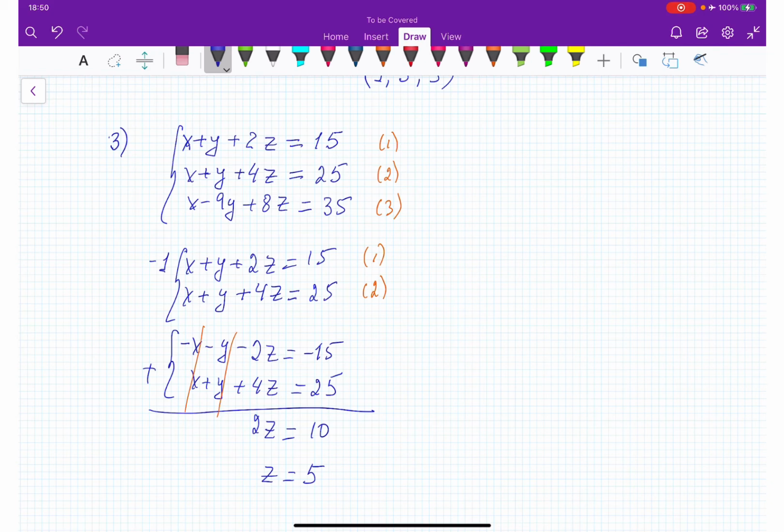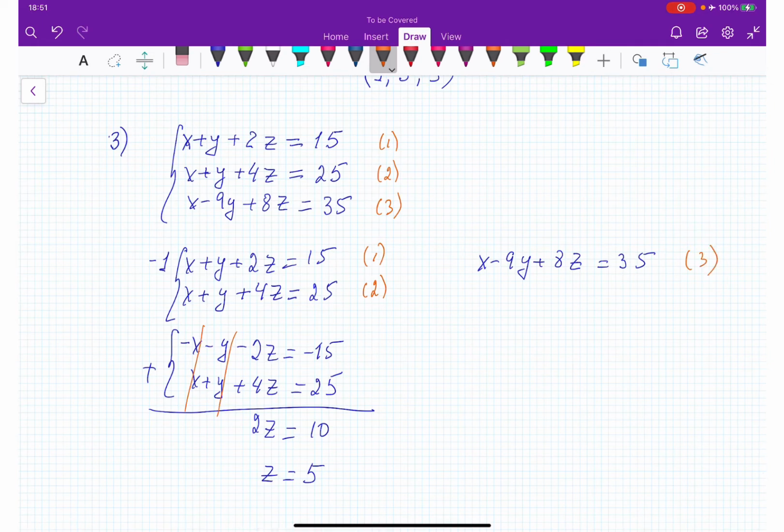With which one are we going to use, first or second? Let's see. x minus 9y plus 8z is equal 35. That's the third one. So which one do we want to use? Okay, let's use second one. Or first one. Okay, we use first one. So it's going to be x plus y plus 2z equal 15.